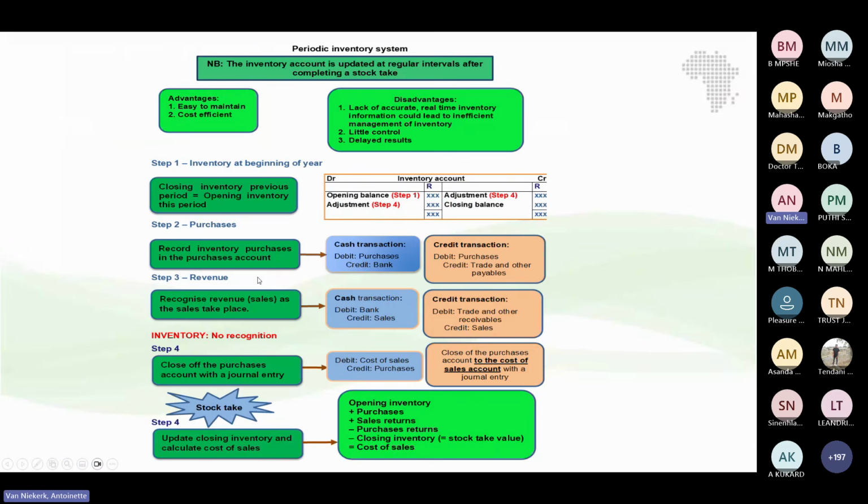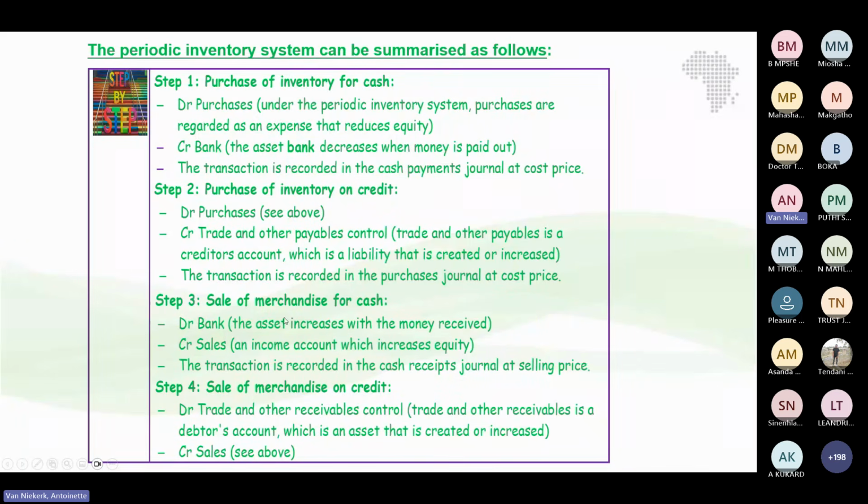This is a schematic illustration that is also in your learning unit that you can take a look at. Now, this is basically just regarding the periodic inventory system, and it shows you how the accounts are recorded when it's cash and credit. But this recording here is summarized very nicely in the following summary, which I'm rather going to refer to.